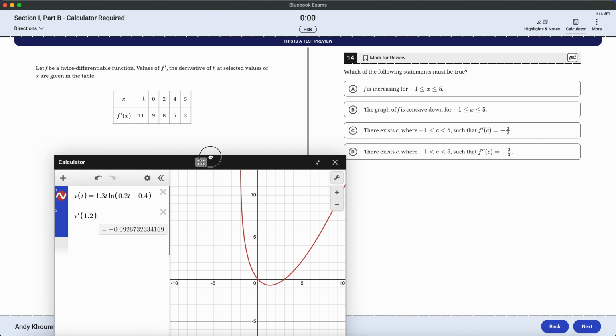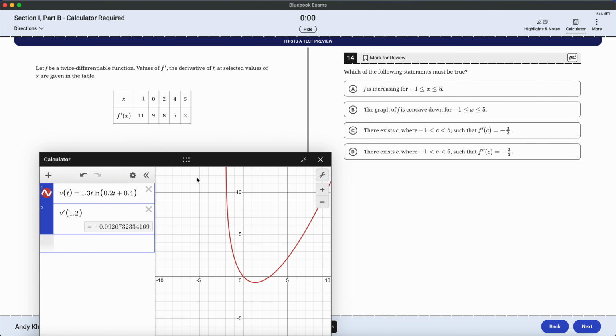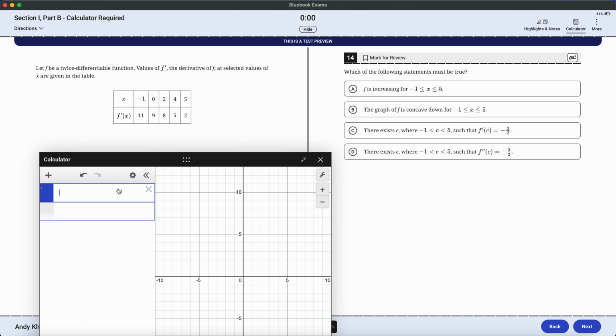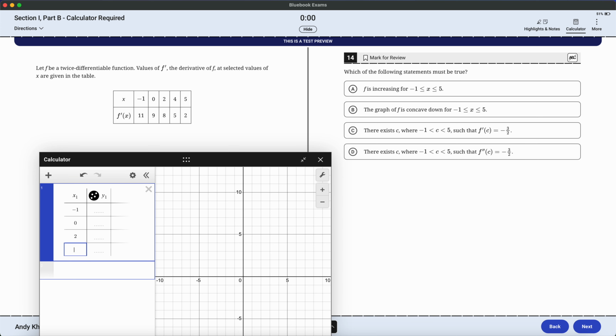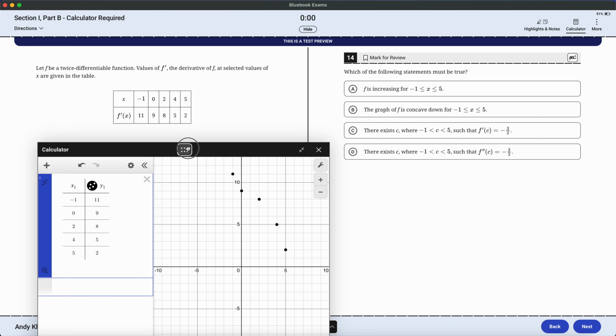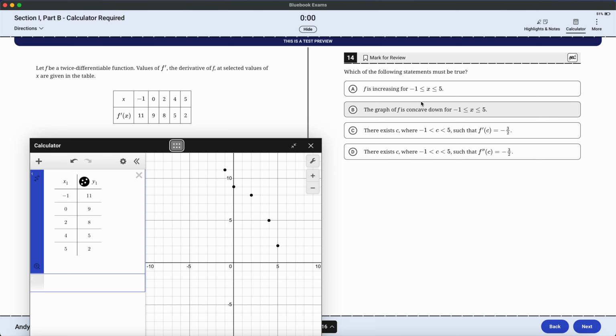Now, likewise, this one right here might not require the graphing calculator, but it might be helpful if you want to visualize what's happening. But then again, remember, there are some restrictions here. So we want to figure out which of the following statements must be true given that this is f prime of x, f is twice differentiable, and we have all of this right here.